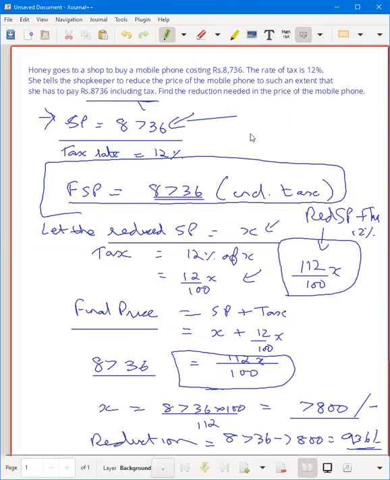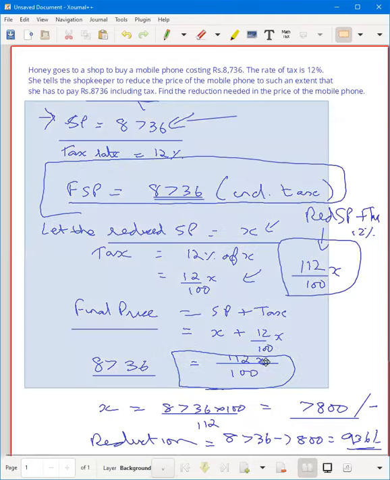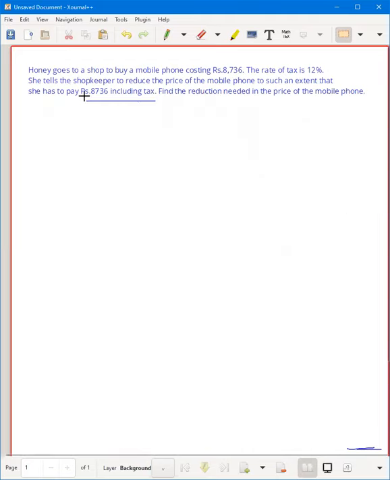There's another method also that I'll show you all using the unitary method. If you find this a little complex, a very simple way is to use the unitary method. All of you pay attention to this. If my cost price is 100, I'm assuming my cost price to be 100. My tax rate is 12% on a selling price of 100 rupees.